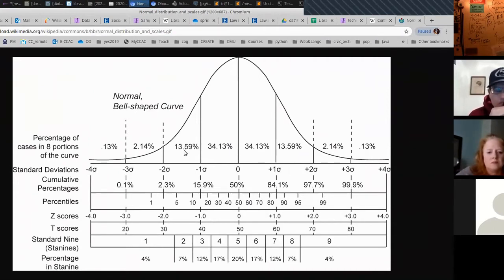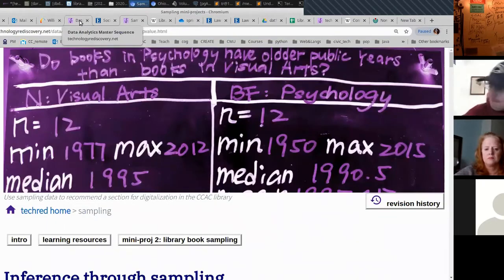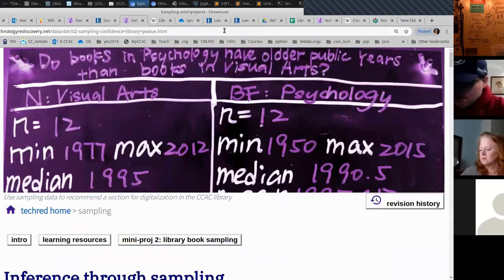So notice that the 95% confidence interval is saying that if each one of our samples is normally distributed around what would be the true population value in the center, plus or minus 2 standard deviations will capture 95% of the area under this bell curve. And we'll jump into StatKey here and take a look at that right now. So let's explore that by going to StatKey.